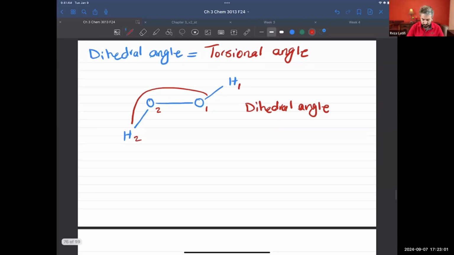So the way I'm going to represent this dihedral angle or torsional angle, I'm going to say I have hydrogen number 1, oxygen number 1, and then oxygen number 2, and then hydrogen number 2. I have 4 atoms involved. So I have H, O, O, H. The angle between them, I'm going to call it a torsional angle or dihedral angle.